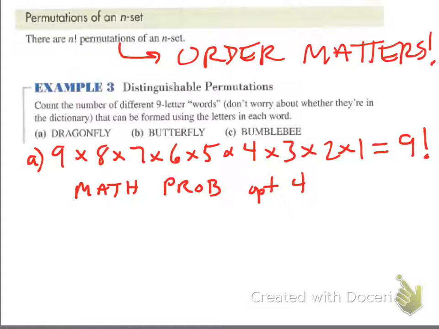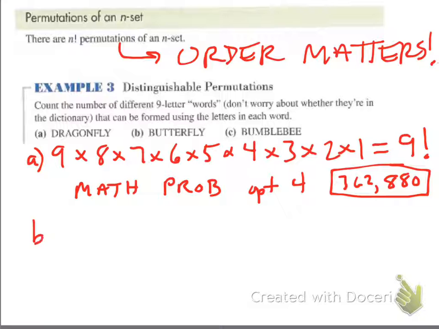And what you get is 362,880. That's the total number of combinations of dragonfly you can get. So again, the factorial, that's how to put it in the calculator. Hopefully you have the sound on when you're listening to this.